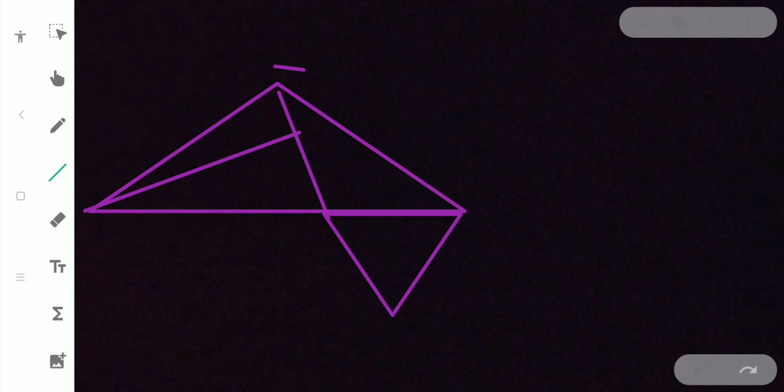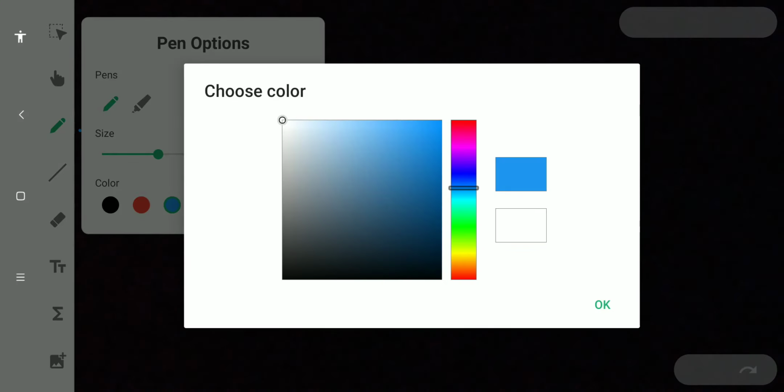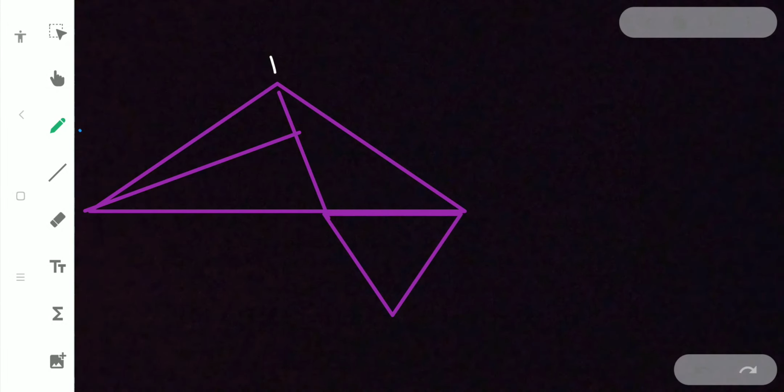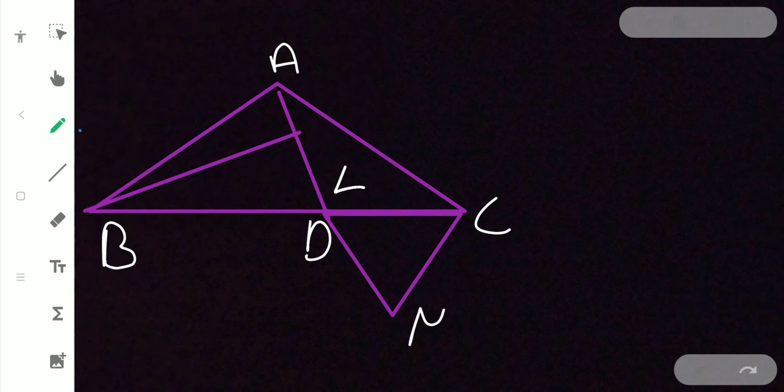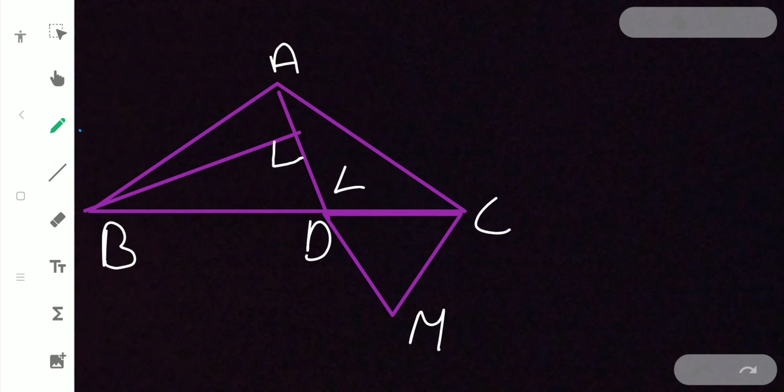Now let us name this triangle ABDC. This is A, B, D and C, and we are having L and M as well. And both of these are given as 90 degrees. This sign represents 90 degrees. If an angle is drawn like this, this sign represents 90 degrees.